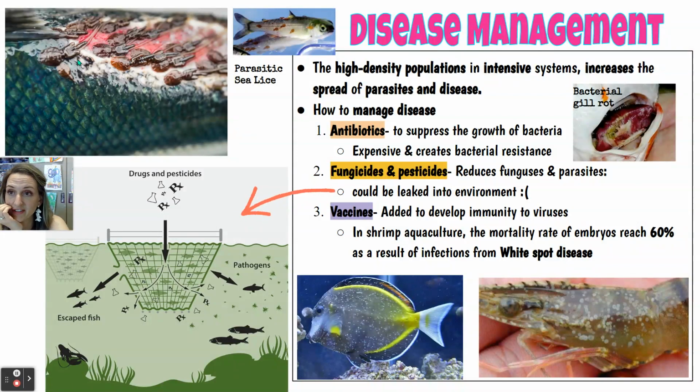And this is parasitic sea lice. You can see all over it. And it's just literally eating the fish tissues alive. A lot of times they have them in their gills too, or like on their eye.